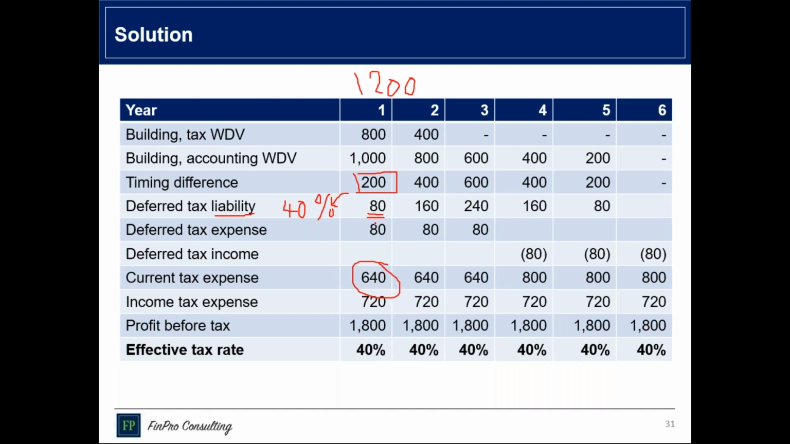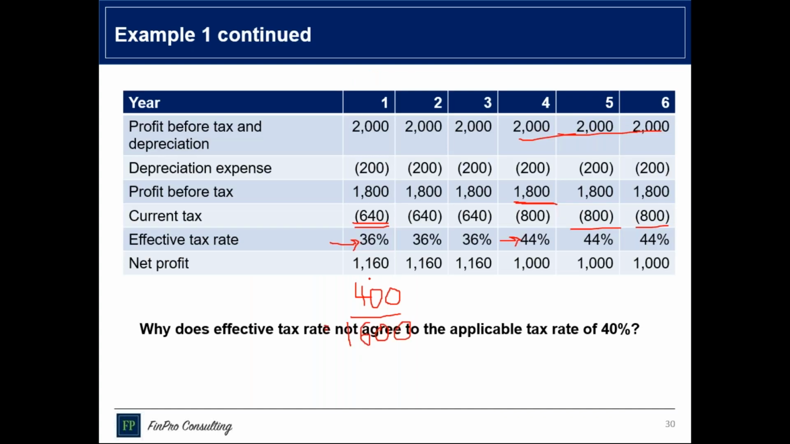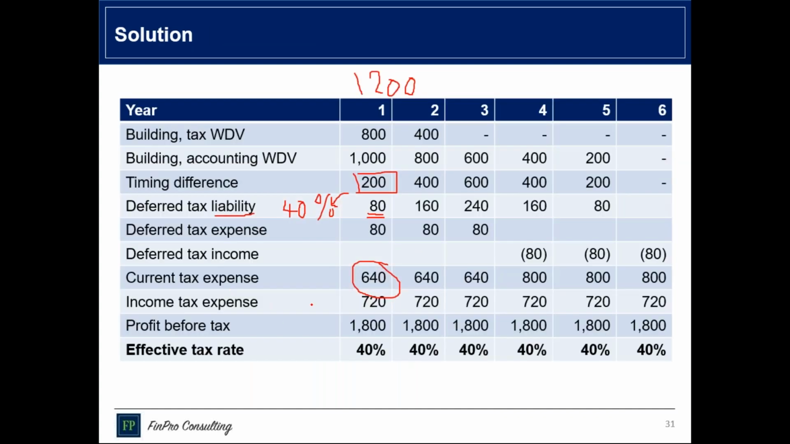So 80 rupees is my deferred tax expense and liability. If you see the current tax expense, which was 640 as per the last calculation, 640 for the first 3 years. Now 640 is my current tax. My deferred tax is 80 rupees in the first year, thereby my total tax expense is 720. Now if you divide 720 by 1800, which is my PBT, your effective tax rate becomes 40%, which is also my statutory tax rate.